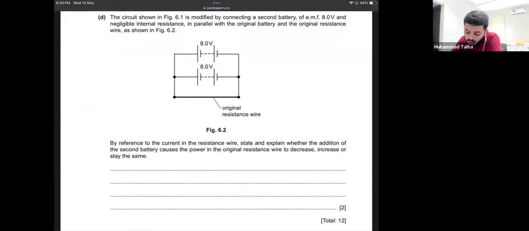The circuit shown in 6.1 is modified by connecting a second battery of EMF 8 volts and negligible internal resistance in parallel with the original battery and the original resistance wire as shown. By reference to the current in the resistance wire, state and explain whether the addition of the second battery causes the power in the original resistance wire to decrease, increase, or stay the same.